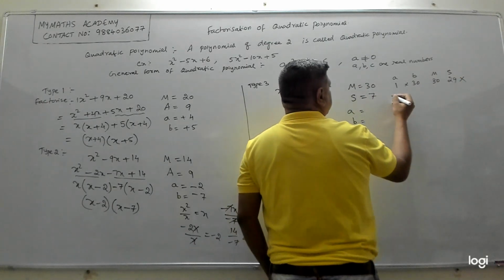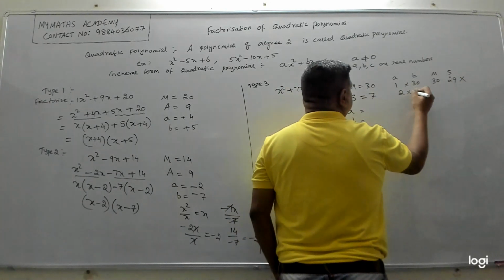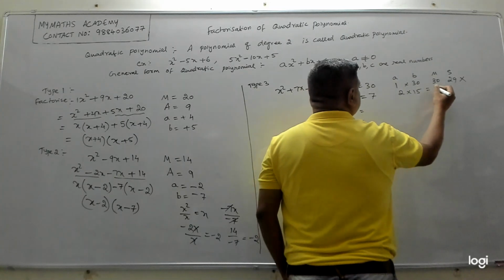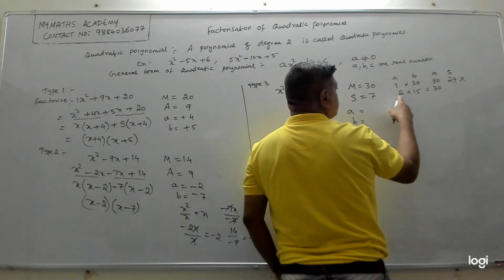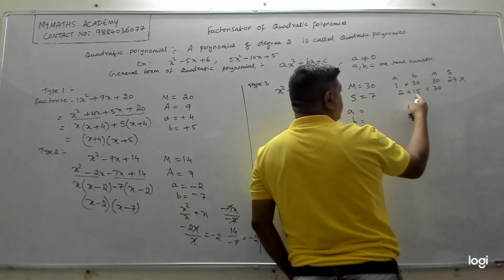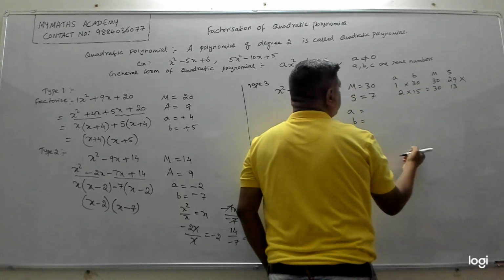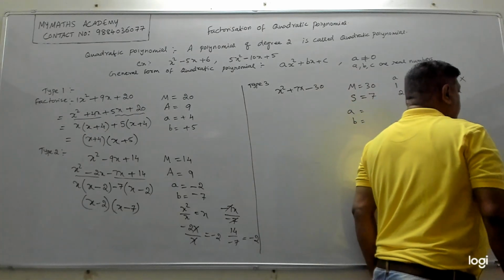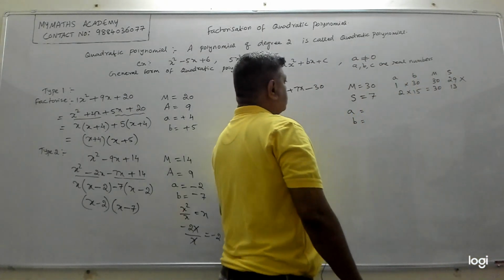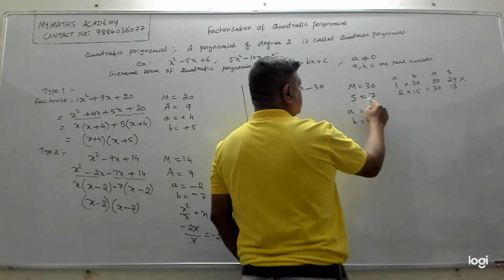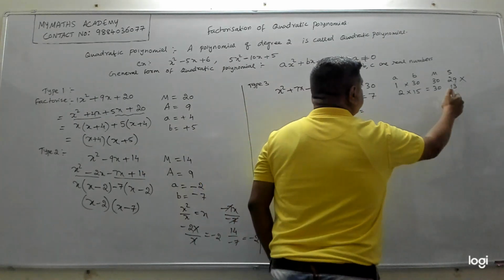That is wrong. Then 30 can be written as 2 into 15. 2 into 15 is also 30. Now what is 15 minus 2? Subtract the smaller number from the bigger number. So 15 minus 2 is 13. But what we should get is the value 7, and we are getting 13. So this also won't work.